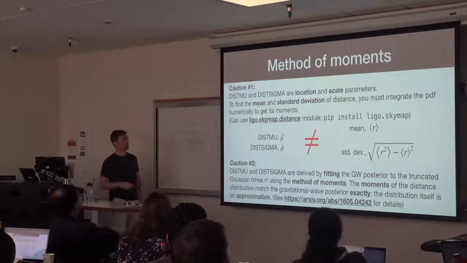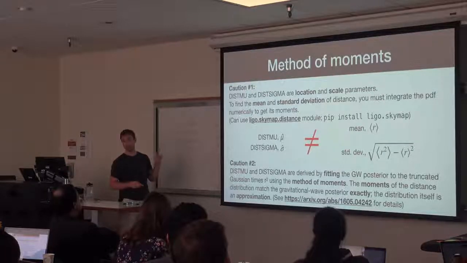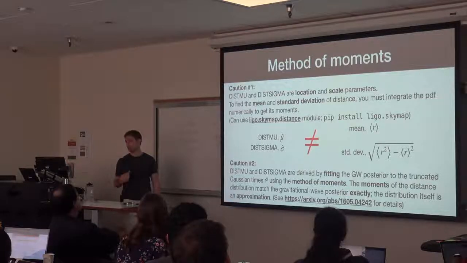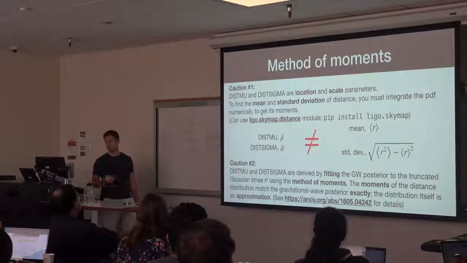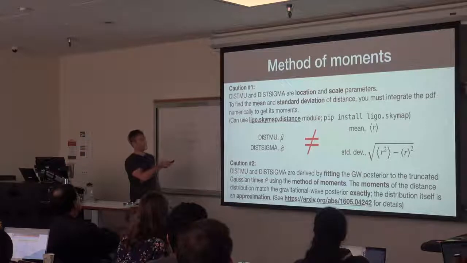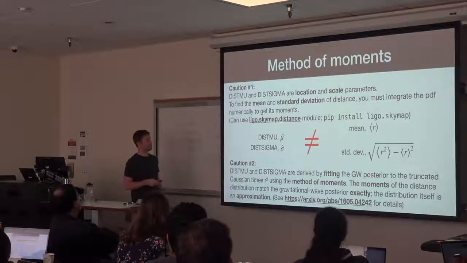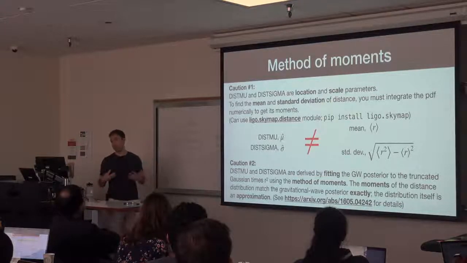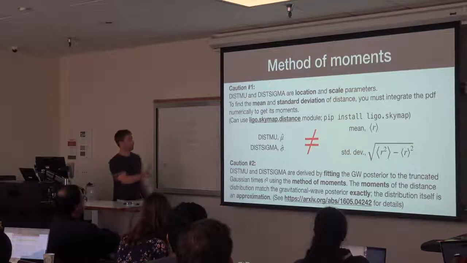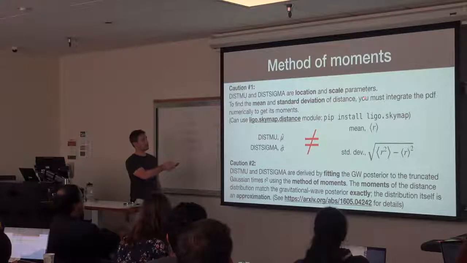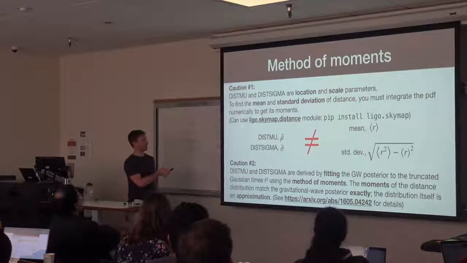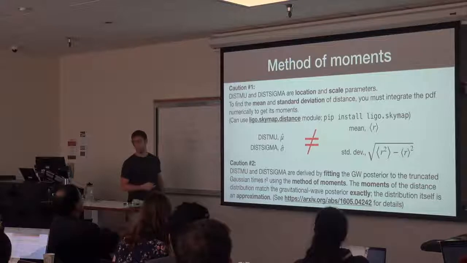So, 2 important cautions about dealing with these 3-dimensional localizations. First caution is that dist mu and dist sigma are not the mean and standard deviation of distance along a line of sight. They're location and scale parameters of a PDF. The PDF is a Gaussian times r squared that's been truncated, so it's not a Gaussian. So to find the mean and standard deviation of distance, you'd have to integrate the PDF numerically to get its moments. There's also a bunch of functions in this Python package here that you could use to do that and save yourself the trouble.